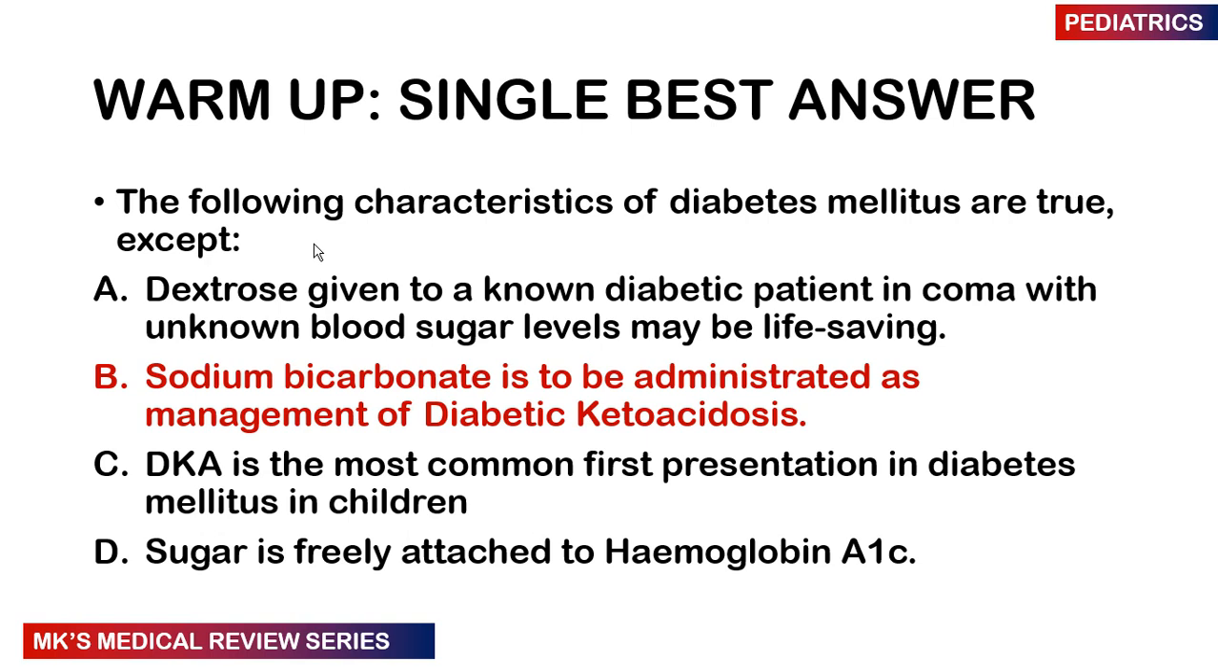Now, getting back to our warm-up question. The following characteristics of diabetes mellitus are true except. Dextrose given to a known diabetic patient in coma with unknown blood sugar may be life-saving. This is true. If you don't have the facilities to check the blood glucose of this patient, we always assume that they're hypoglycemic, because hypoglycemia would definitely kill you faster than hyperglycemia.